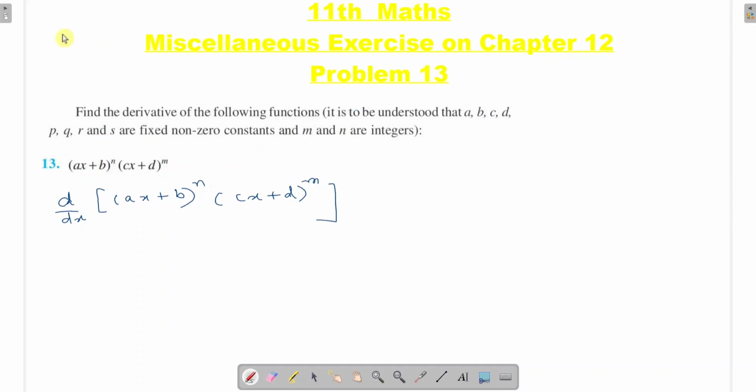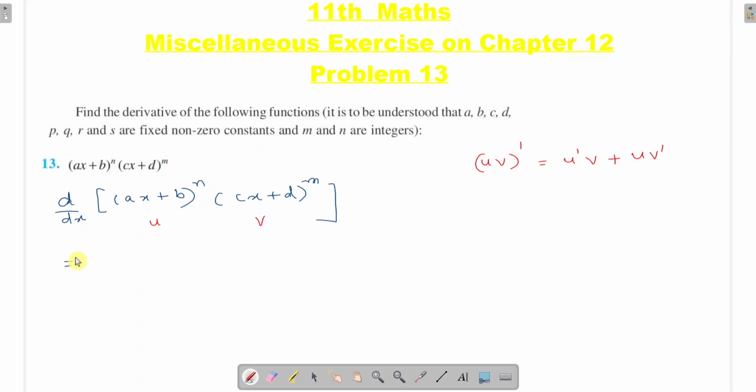Now we have studied the product rule of derivatives, that is the UV rule. So suppose we take this function as u and this function as v. Now we have the formula in this way: the derivative of UV is equal to the derivative of u, that is u prime, times v, plus u multiplied by v prime, that is the derivative of v.